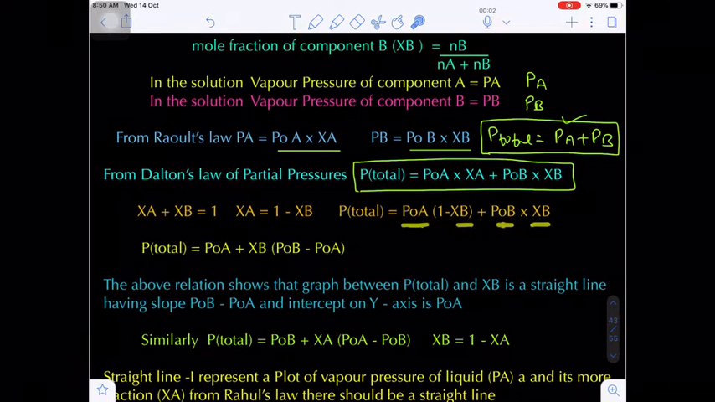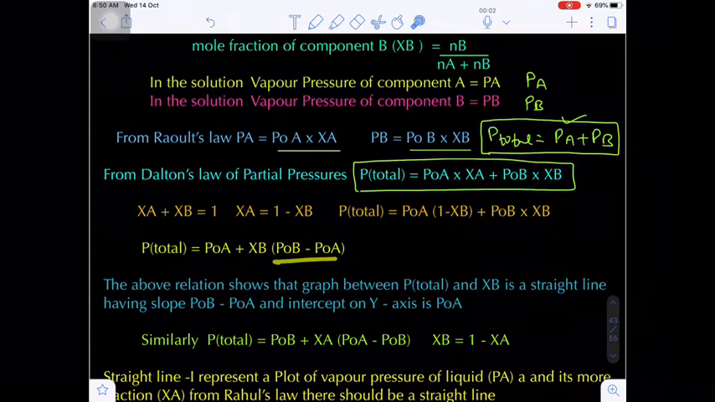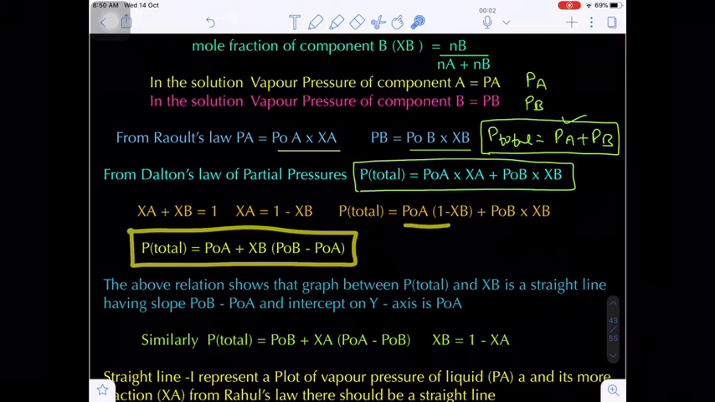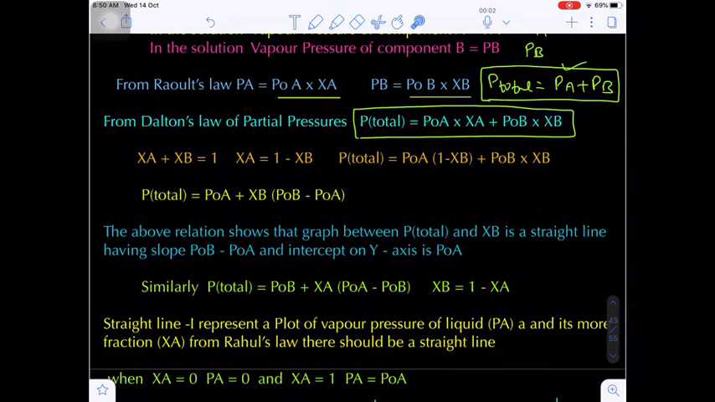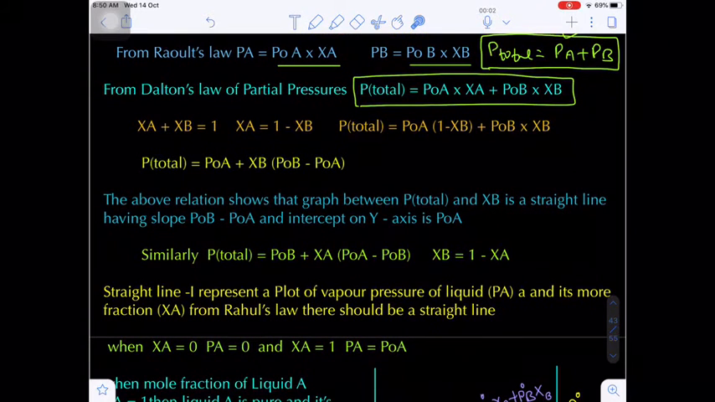So you will get P naught A, P naught B minus P naught A. Okay, and here the P total is the total pressure of the binary solution in terms of mole fraction B, XB. Now the above relation shows the graph between the P total.